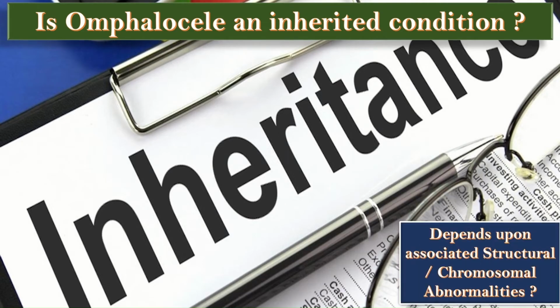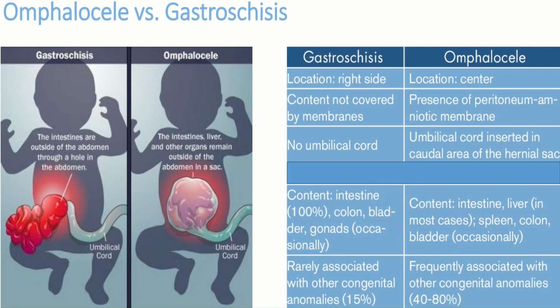If the chromosomes are normal, but there are associated abnormalities, the baby may have a syndrome, which is a combination of problems. If chromosomal or structural abnormalities are present, then the risk of recurrence will depend upon these types of abnormalities. This table explains the differences between omphalocele and gastroschisis. In gastroschisis, the defect is located on one side, but in omphalocele, it is usually in the center.